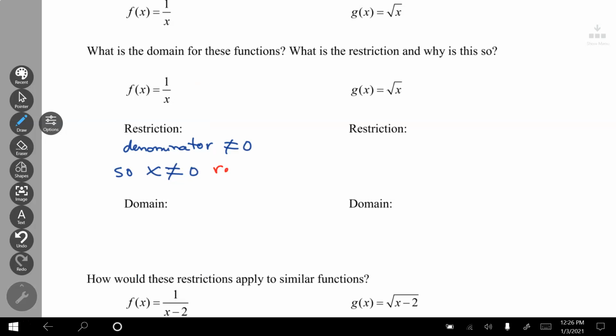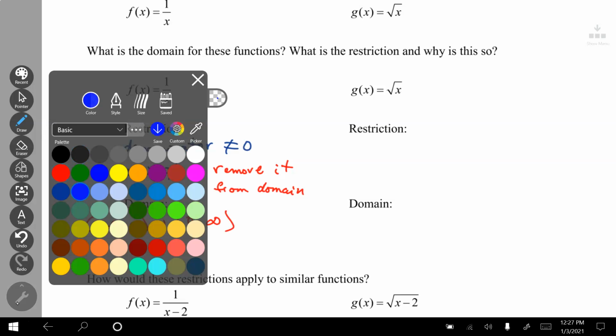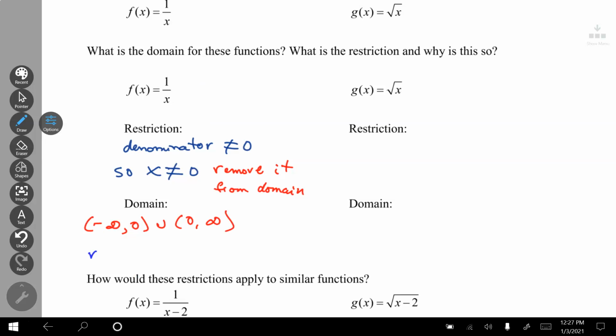So I'm going to remove that from the domain. So my domain is going to be negative infinity to 0 union 0 to infinity, because all I did was I removed just one number. I just removed 0. That's the only number I had to throw away.